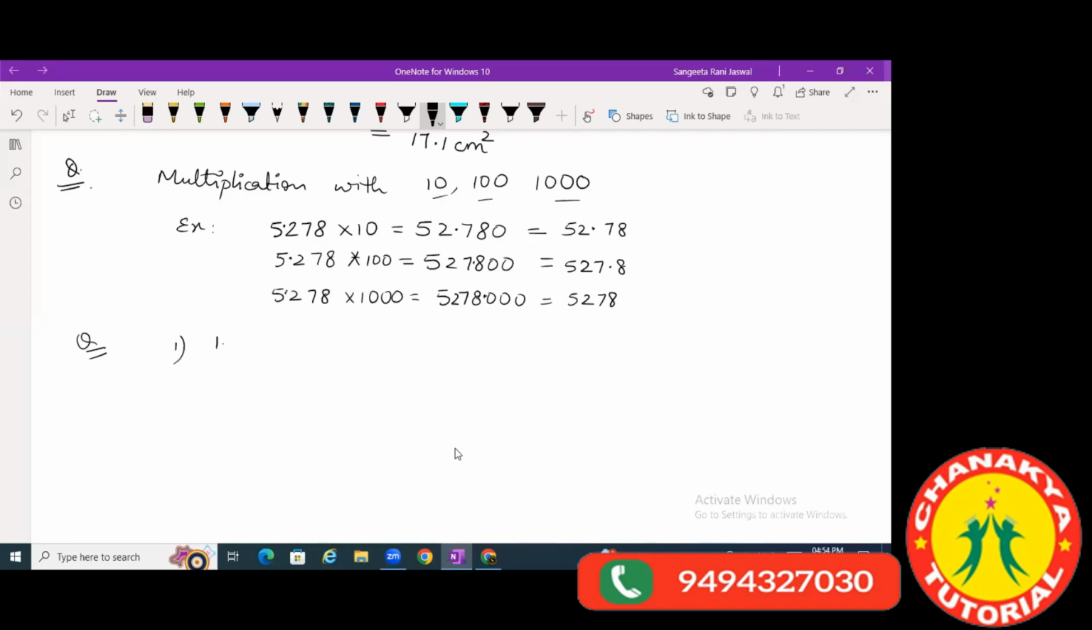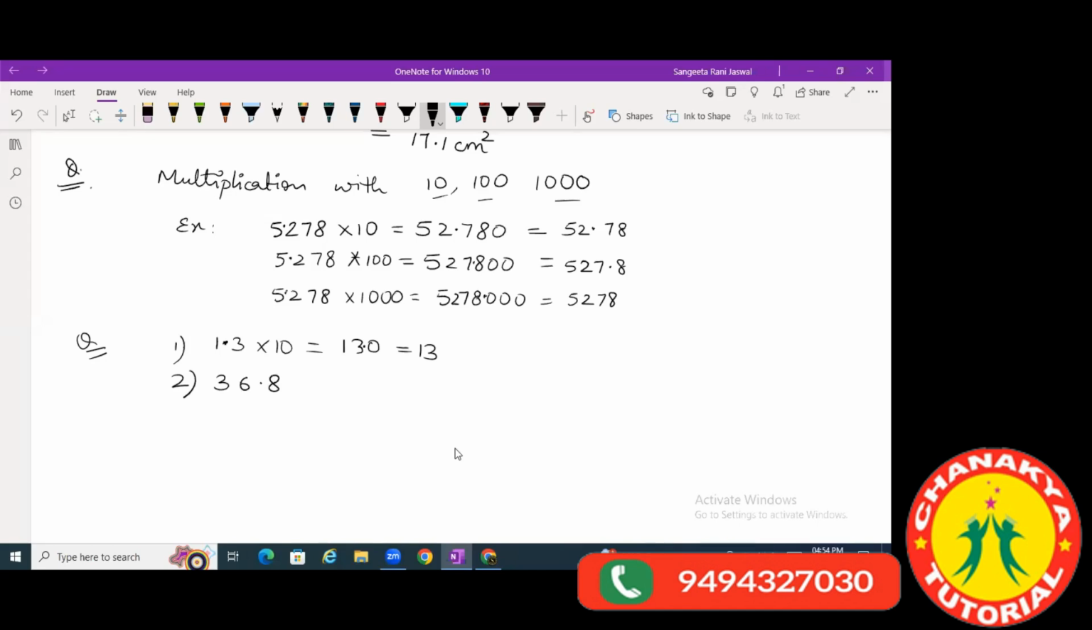1.3 into 10. Please do this. Now, 1.3 into 10, just ignore the decimal point first. 13 into 10 will be 130. And then your decimal point will be after one place. So after one place is here. That means your answer is 13.0. Okay. Are you understanding? Yes, ma'am.